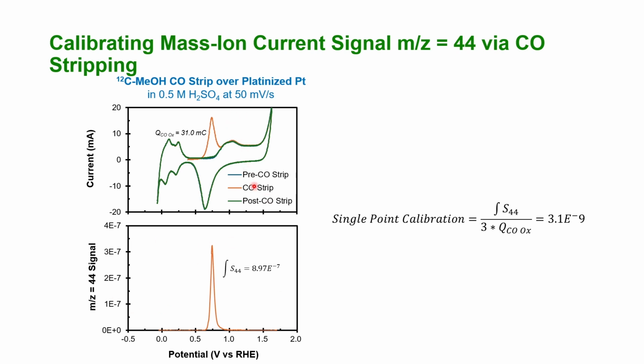You can integrate the 44 signal in the mass spectrometer, and you also integrate the strip from the electrochemistry in order to obtain a charge. And this is how we essentially calculated our calibration. Interestingly, we know that the oxidation of CO to CO2 is a 2-proton electron step, but when we are going from methanol to CO2, it's a 6-proton electron step. So to account for the remaining electrons being transferred, we just multiplied our denominator by 3 and obtained a single point calibration for the production of CO2.